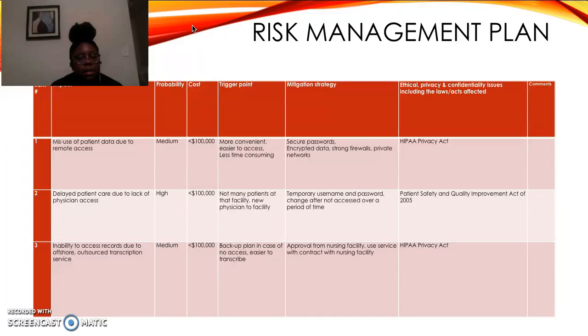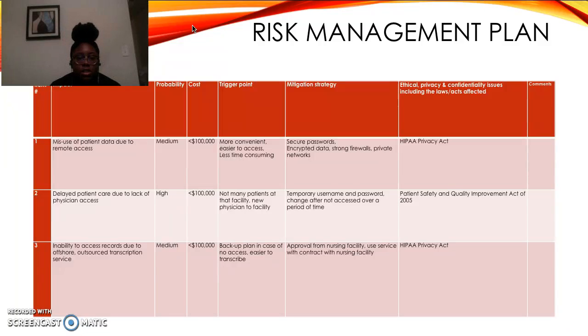The last one is inability of the nursing staff to access the transcribed records because he used an outsourced offshore transcription service, and that would have a medium probability of happening because he doesn't have to use that service all the time, especially if they give him access to the patient record. And the trigger point is him using this as a backup plan because he doesn't have access to the record.